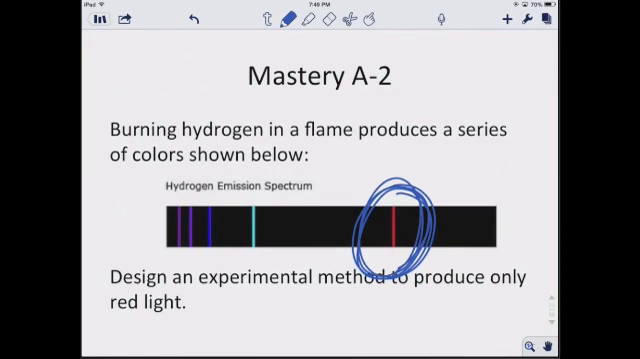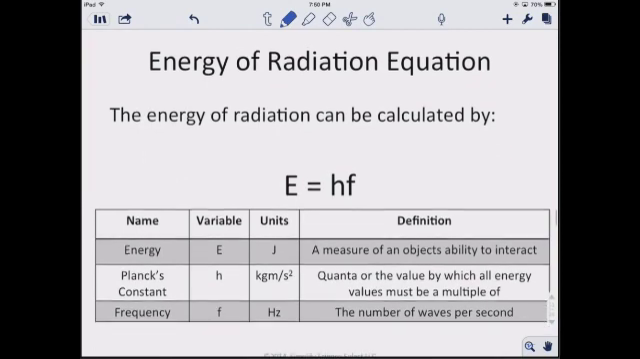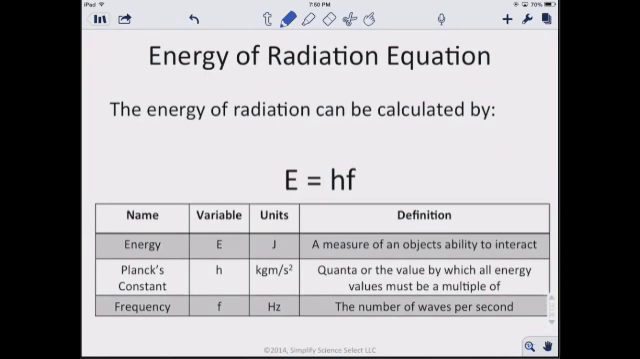So if we keep the energy really low, then it'll jump a very low energy level and we'll get this color of light. Now, energy of radiation equation. So the energy of radiation, we can calculate it using this equation. E is our energy. It is measured in joules, and it's just the measure of an object's ability to interact.